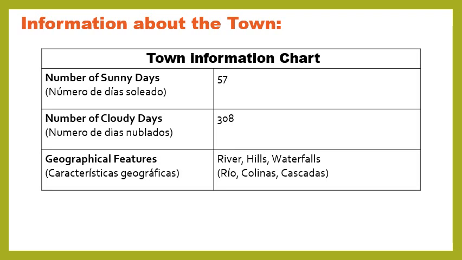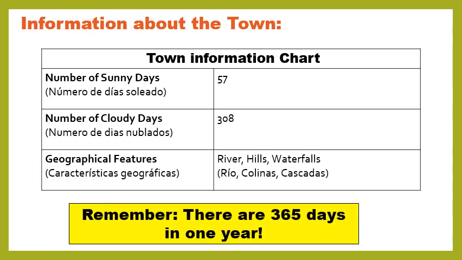So I've got number of sunny days is 57, okay? Number of cloudy days is 308. Please remember that there are 365 days in 1 year. So 308 plus 57 equals 365. So we're looking at the number of sunny and cloudy days in 1 year. The geographical features of the town has a really big river that we saw in the picture. It has hills and it also has some waterfalls.